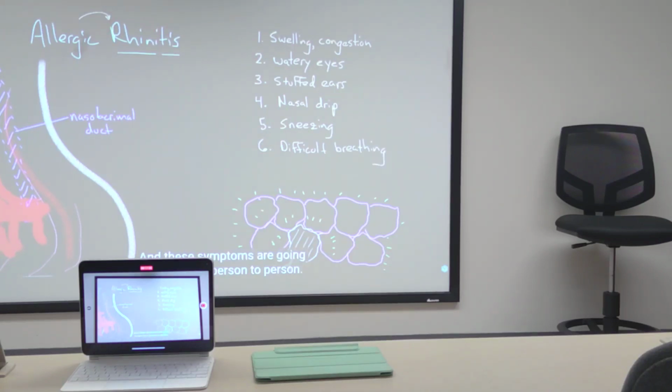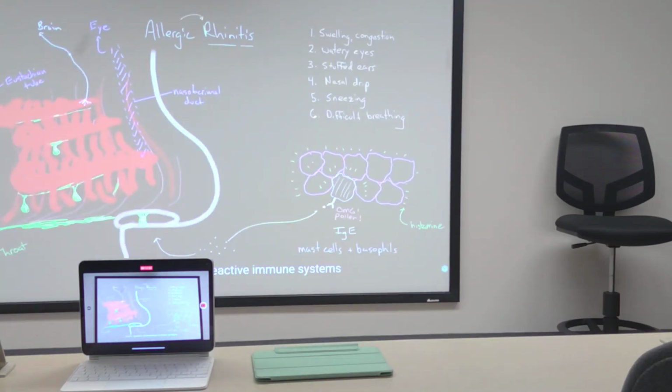These symptoms are going to vary from person to person. Some people's overreactive immune systems are severely overreactive. These symptoms are really, really bad, or they're happening all the time. Other people may just have a little nasal drip, and that's all. Some people's anatomy may be such that their nasolacrimal duct is easily blocked by just a little bit of swelling, and that can lead to really bad watery eyes, but not much else. It all depends on the person.